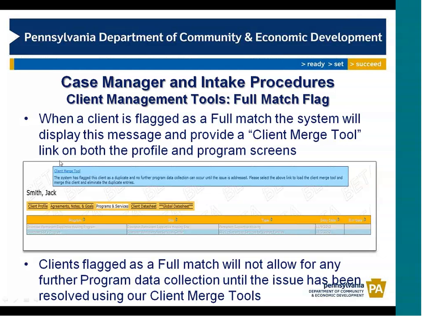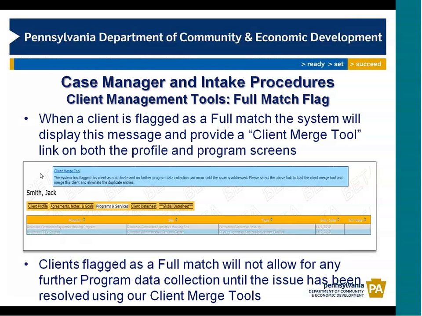And the message will have a little client merge tool that you can select, and it'll allow you to partake in the merging process. Now, with full matches, since we're pretty positive, with the Social Security matches, that they are a duplicate, and we take preventing and taking care of duplicates very seriously, any client that's flagged this way will not be allowed to do any further program data collection. That means any existing program records you have are going to be locked out. You won't be able to enter them, and the new enrollment tool will be gone. So you definitely need to take care of any full matches that come around.